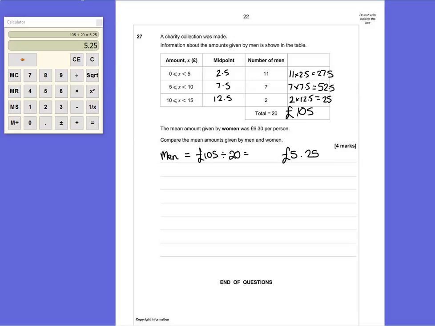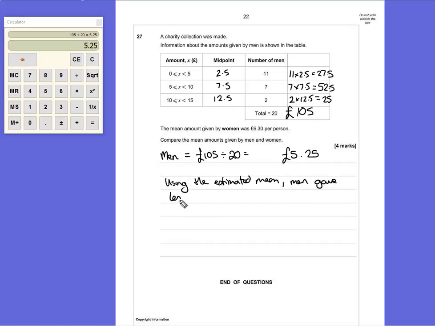Now that's all good and well at this stage. We were asked to compare the two values. So the women had a mean amount of £6.30. So to comment on and compare these two values, you would have to say that using the estimate, so the estimated mean, mean being if they all gave the same amount, it says that men gave less per person.